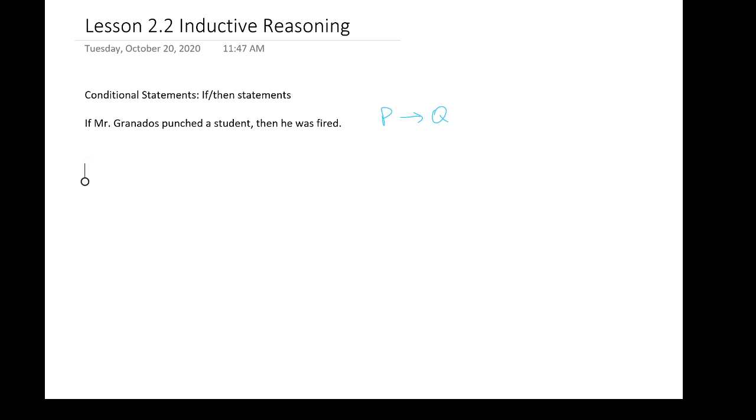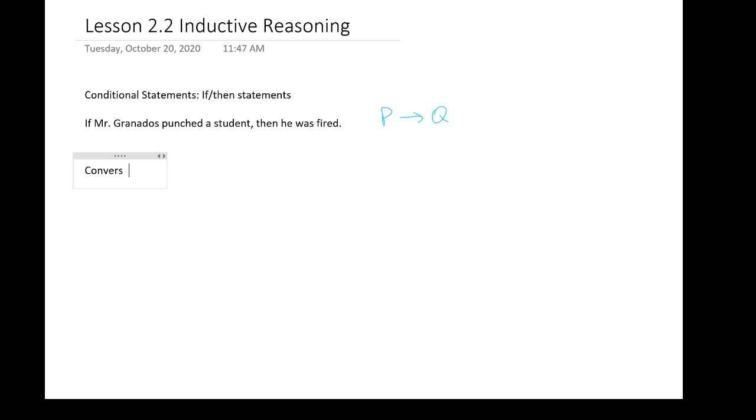The first conditional statement is, if Mr. Granados punched a student, then he was fired. We can make the hypothesis, Mr. Granados punched a student, statement P. If, then, we have the arrow showing that then he was fired, statement Q. So there are three various iterations that we will get of that.